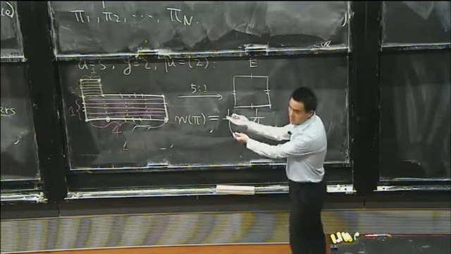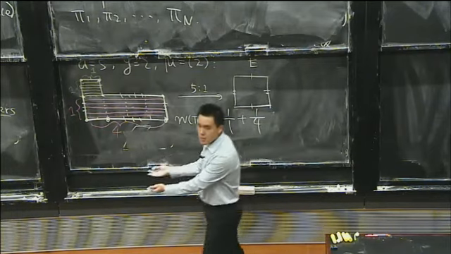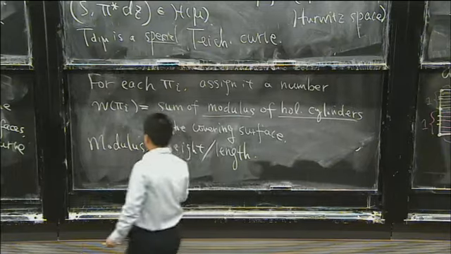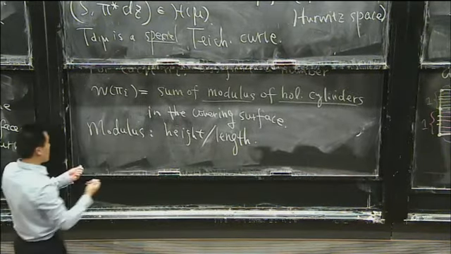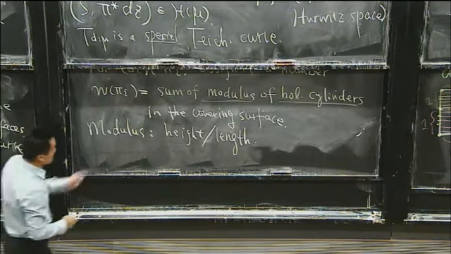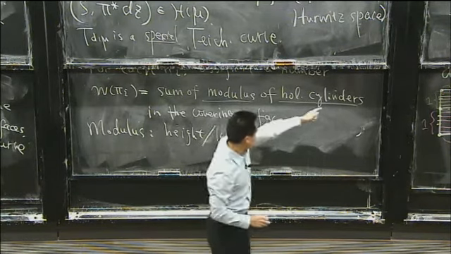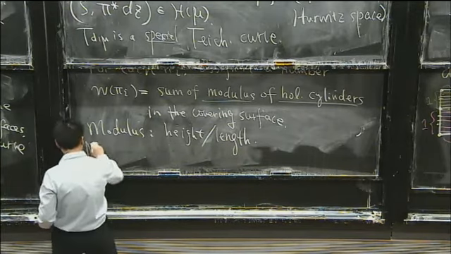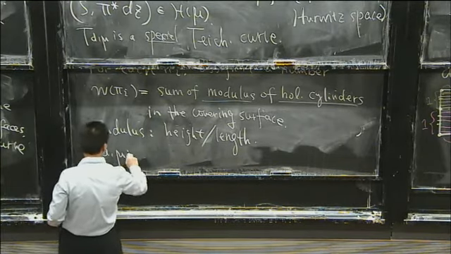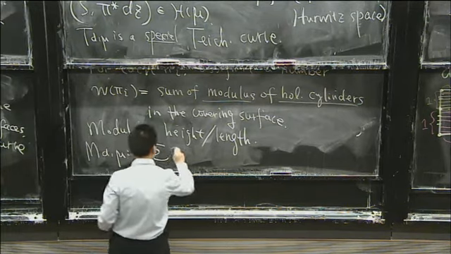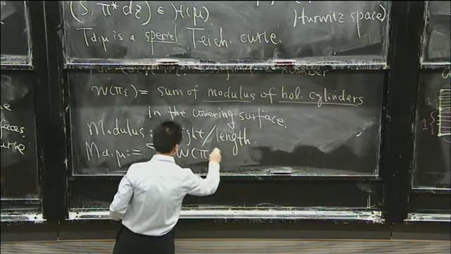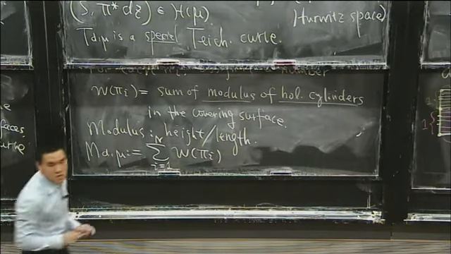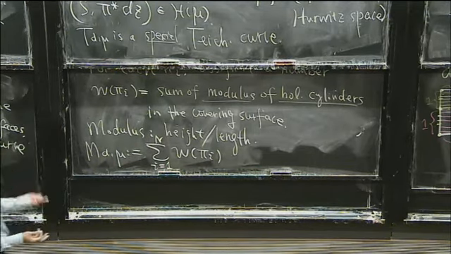That is the assignment for each branch cover pi I. Now I do it for all the n branch covers, and I sum up, because that gives me the total number of modulus of all horizontal cylinders lying in the n branch cover surface. And d mu is the sum of those assignments, W pi I, for I varies from 1 to n. Okay?